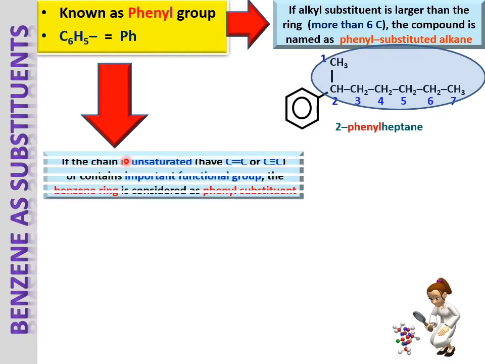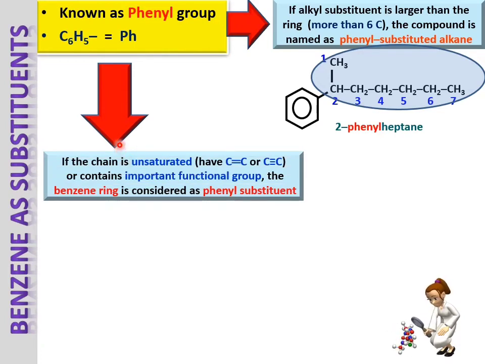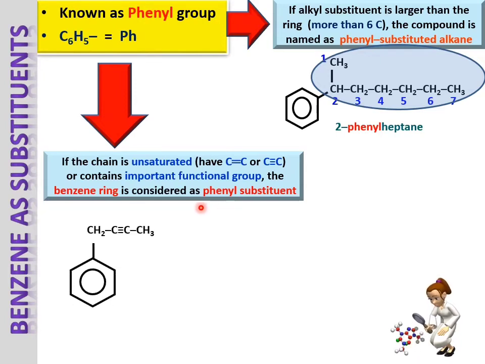Okay, the other example here, if the chain is unsaturated, means the straight chain here consists of carbon-carbon double bond or carbon-carbon triple bond or contain important functional group. So benzene will consider as phenyl substituent like this. Okay, so walaupun number of longest carbon chain here, the straight chain carbon here 1, 2, 3, 4, only 4 carbon, but inside this carbon chain consists of triple bond, so dia menang.